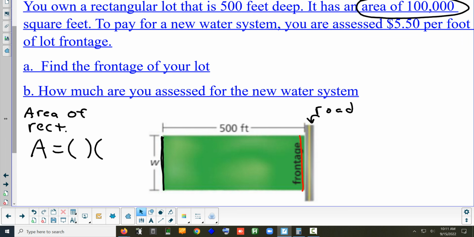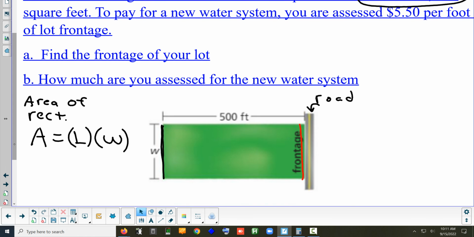Does anybody remember what the formula is for the area of a rectangle? Yeah? So width plus length would just tell you how long it is plus how wide it is. But you want to multiply them, yeah. It's the length times the width.